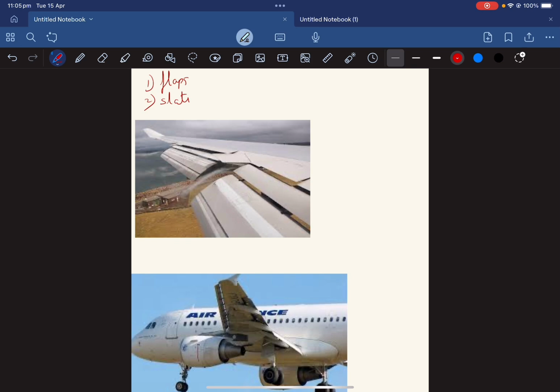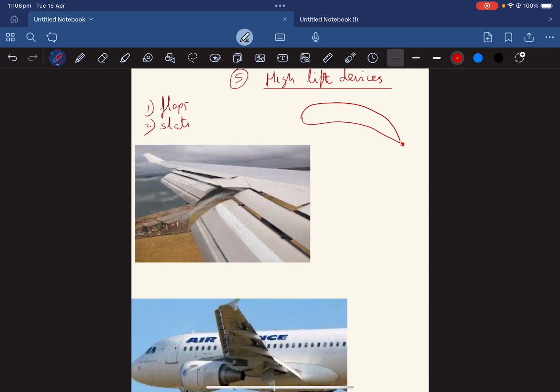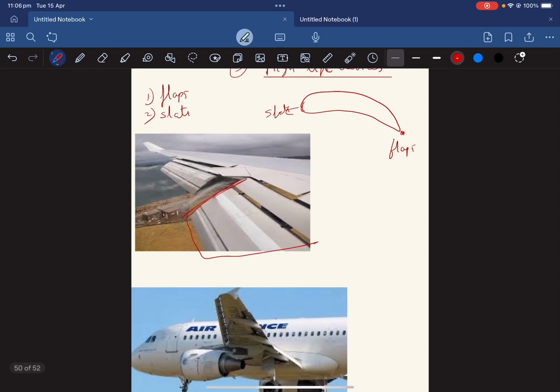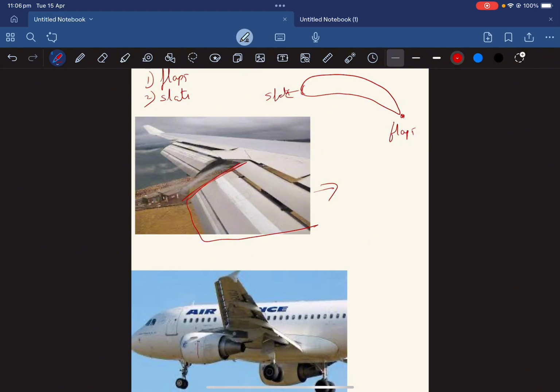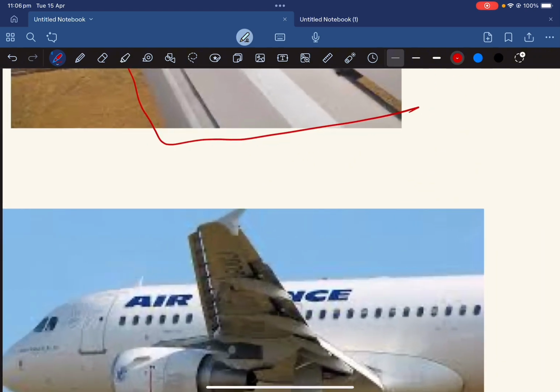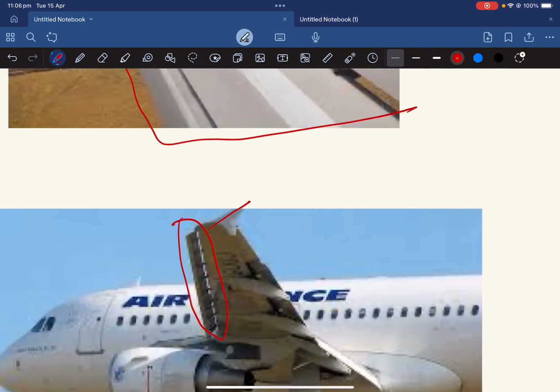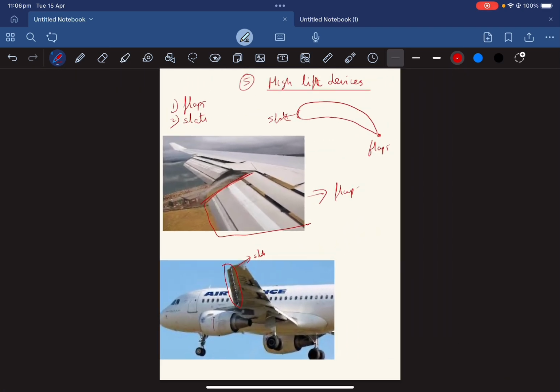All right. So if this is my aerofoil, the high lift devices on the trailing edge are called flaps, and on the leading edge are called slats. As you can see, I'm sure you have seen this when you are traveling by an airliner. This is what you call flaps, and then over here on the leading edge, this one you see is called slats. I hope it makes sense.